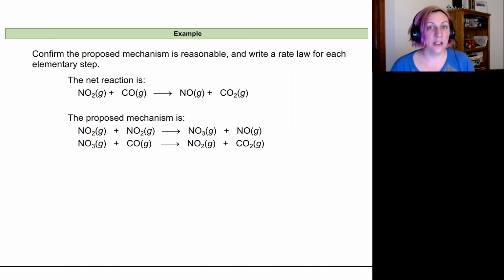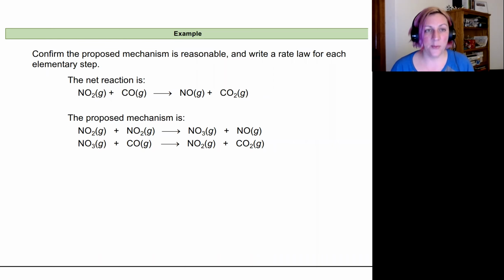So we can look though and compare a proposed mechanism to an overall reaction and see if it's reasonable. It doesn't mean it's the correct mechanism. We would really need to experimentally determine that. But we can get an idea if it's reasonable by making sure that all of the intermediates are, in fact, intermediates and not left over as a reactant or product, and that your proposed mechanism elementary steps overall add up to the net reaction. So let's show how to do that here.